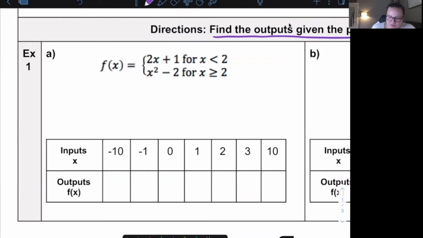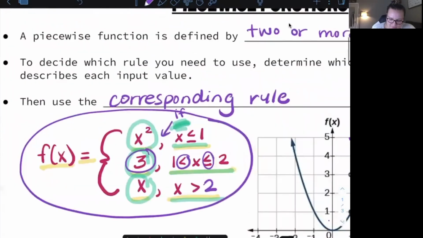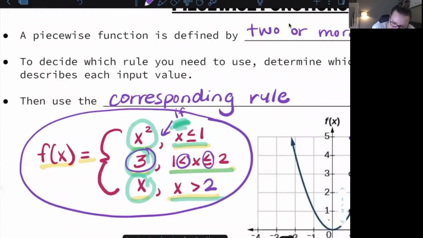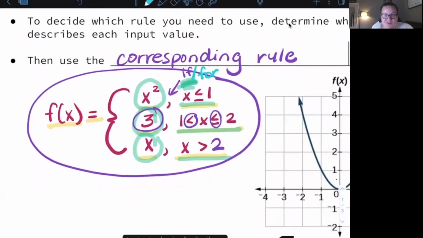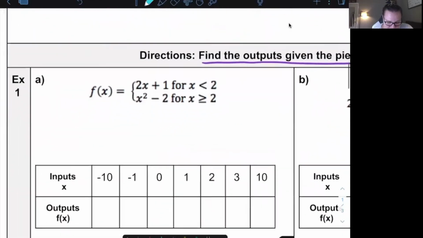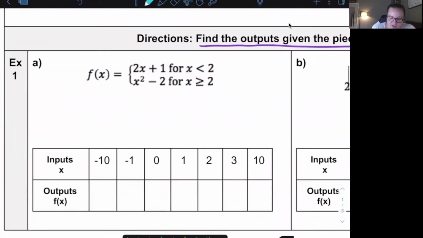I guess I could have mentioned that you can either say if or for. So let's go back up here and say if slash for. It means the same thing. You're still using those conditions, so it's all good. All right. So our first input is x is negative 10. That means we're going to plug in x equals negative 10.